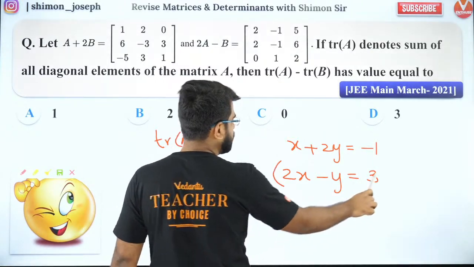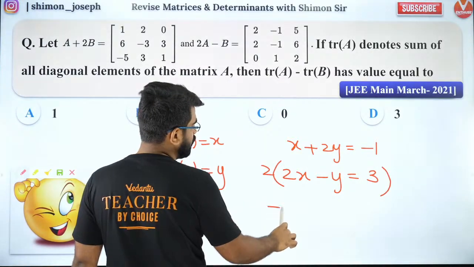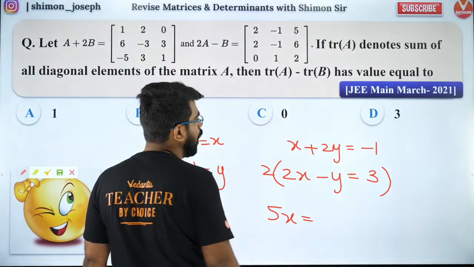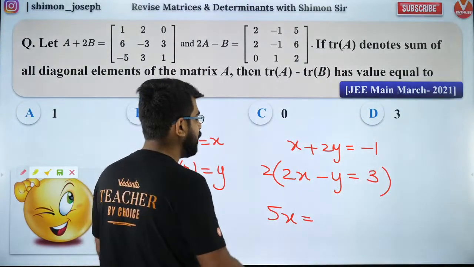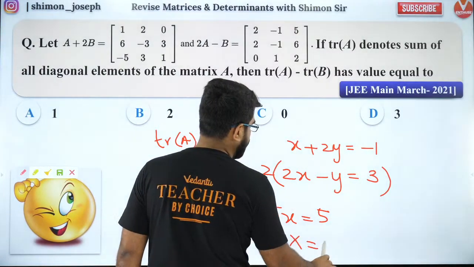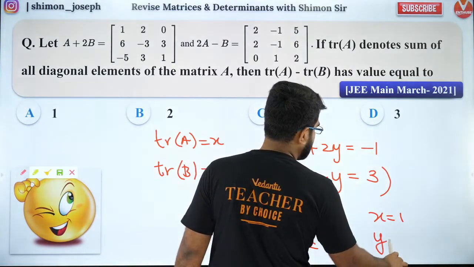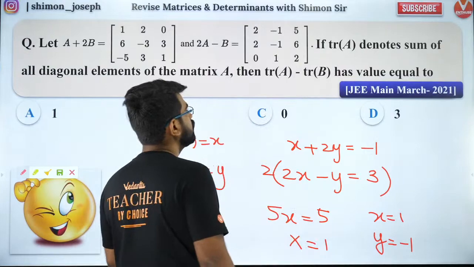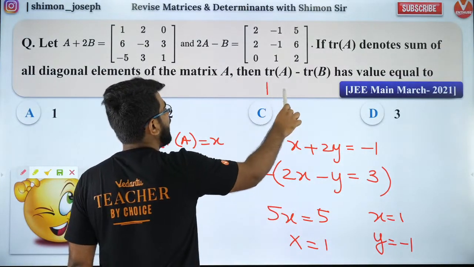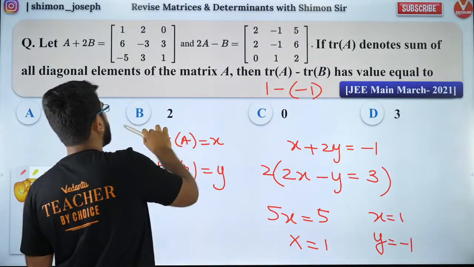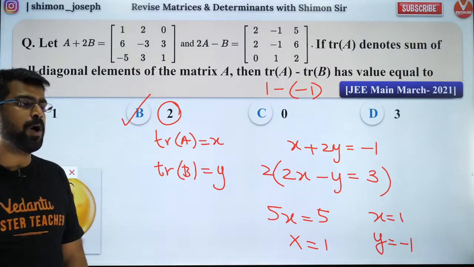So you multiply this by 2 and you add it. So you will get 5x is equal to how much? You will have 5. So x is equal to 1. So if x is equal to 1, y will be equal to how much? Y will be equal to minus 1. So the answer is 1 minus of minus 1. So it is going to be 2. I hope you guys got it.